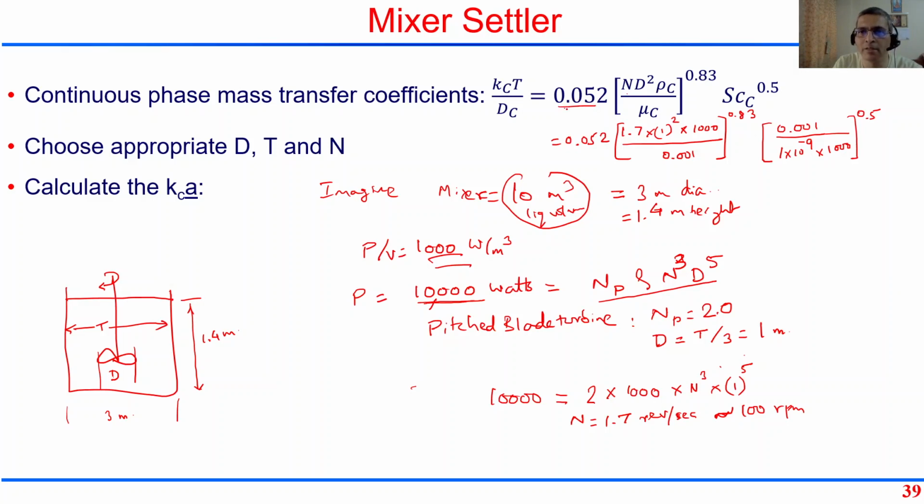All these constants and powers are coming from somebody's experiments. They have done experiments, they have measured, and they have correlated it, fitting these constants to the data. Kc, the tank diameter is 3 meters, diffusivity is 1 into 10 raised to minus 9. And that's how you will get a value of Kc. Just check your calculations.